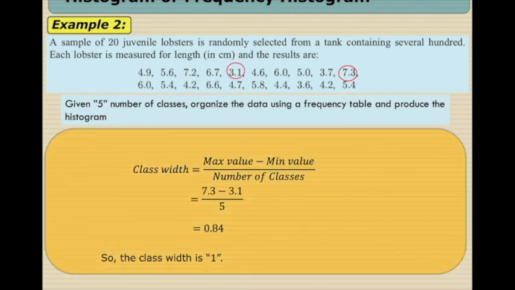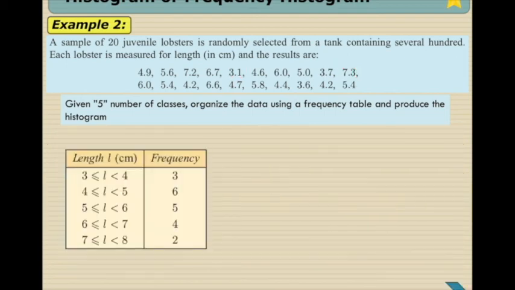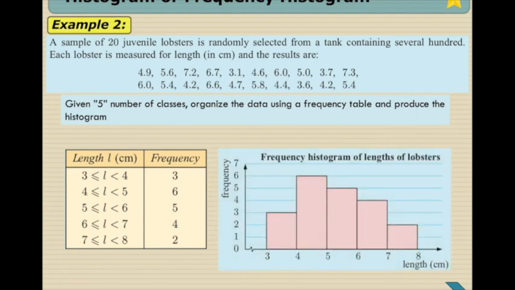Okay. And knowing this, we can then produce the frequency distribution table, like so. See that the class width is 1. And we have the frequency. This time the tally column is not included. Then we can produce the histogram.